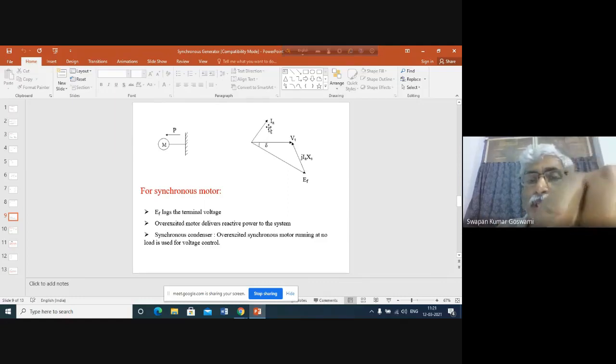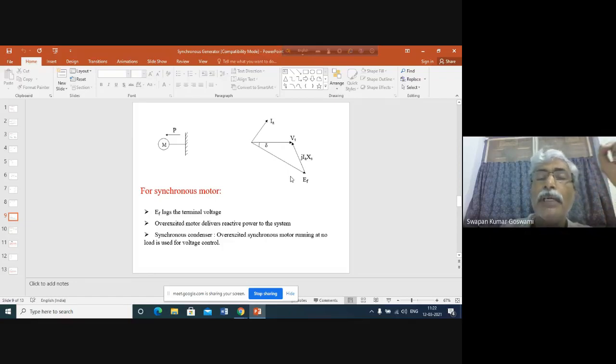So you see that IA now is leading VT. That means the phasor diagram that we have drawn is due to some leading operation of the synchronous motor. Why? Because IA is leading VT. Okay. Now let us see what is the condition of the excitation on the motor.